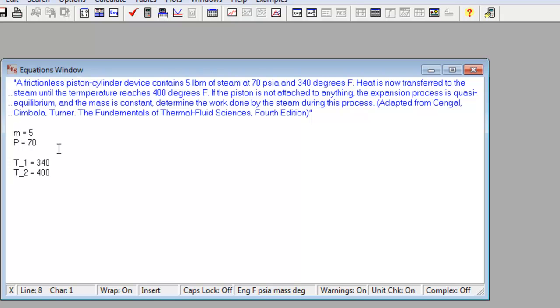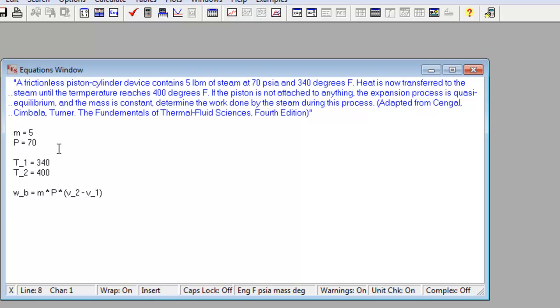Now the first thing that we're going to do is write out our equation for boundary work. So W sub B, the boundary work, is usually just pressure times the change in volume, but since we're going to be working with specific volumes here, we're going to do the mass times the pressure times the change in specific volume between point 2 and point 1. So we're going to do v sub 2, the specific volume after the heat is added, minus v sub 1, the specific volume before the heat was added, and that's going to give us our work.